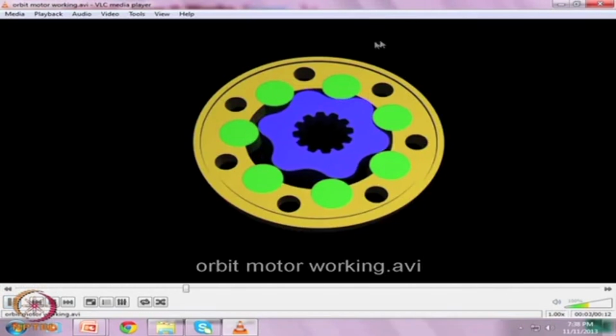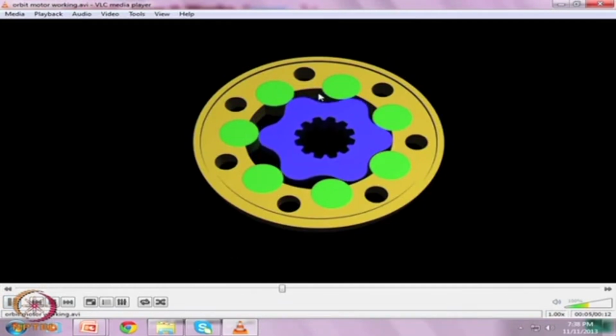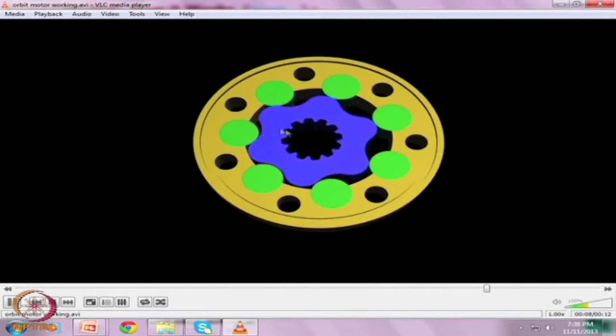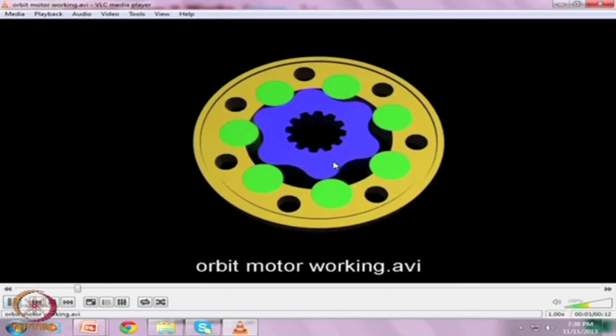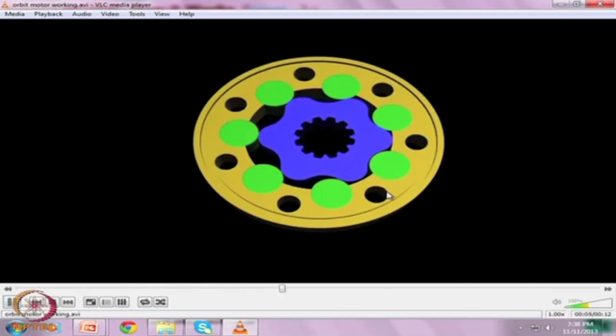Rather, if we allow the high pressure oil to come in like an engine, and then if this is rotated, we will get both motor action as well as gearing action, and which will give us the high torque low speed machine, or low speed high torque machines, which is called orbit motor.